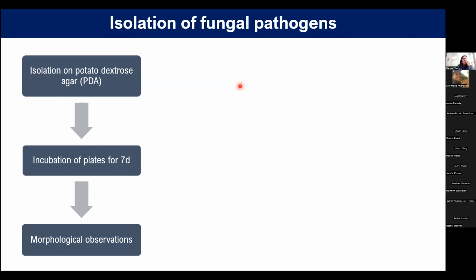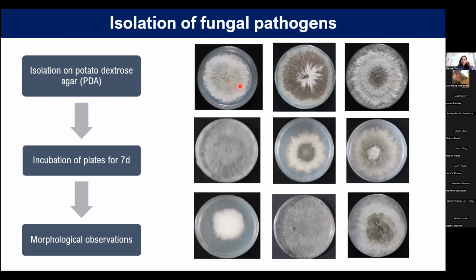Oh, there you go. So what we did with those samples: we took them from the different orchards and brought them to the lab. To know which pathogens are causing those diseases, we need to make isolations in a specific media that allows the pathogen to grow. So we put small pieces of the infected tissues on those plates, and then we incubated them for 7 days, and then we did morphological observation of those colonies. Here's an example of the different colonies that we got.